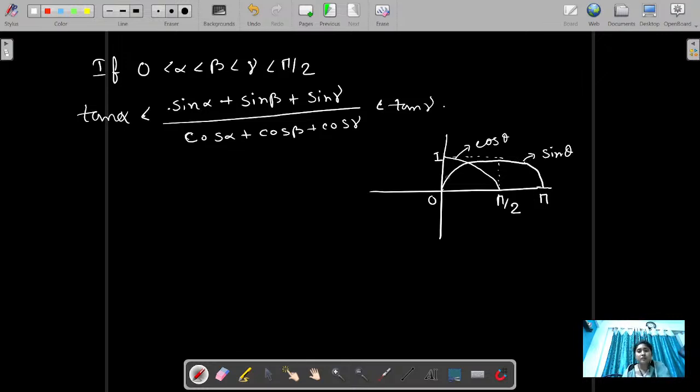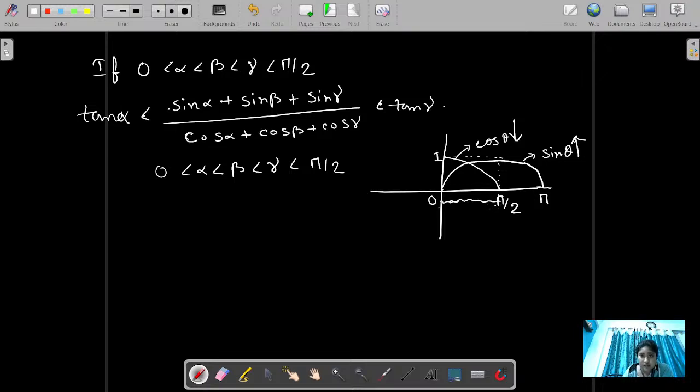Now see, between 0 to pi by 2, the value of cos theta is decreasing, right? The value of cos theta is decreasing. But for sine theta, from 0 to pi by 2, it is increasing. So if it is given that 0 is less than alpha, less than beta, less than gamma, less than pi by 2, that means we are taking only this interval, from 0 to pi by 2.